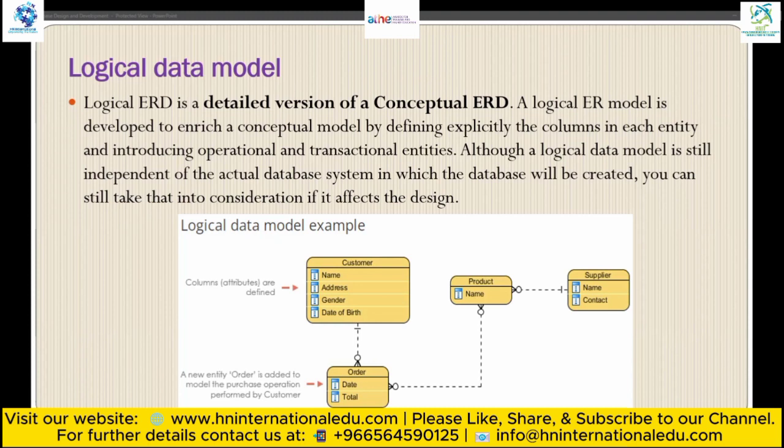For example, you have designed your schema for Oracle, but the developer or designer will deploy the database in MongoDB, then what will you do? You can still take that into consideration if it affects the design. That's how your design will get affected, but the operation will stay the same.